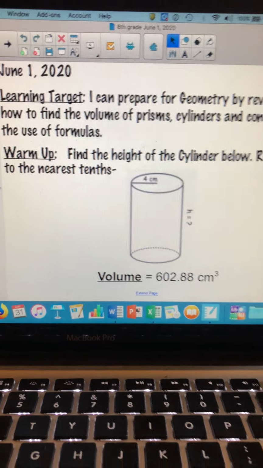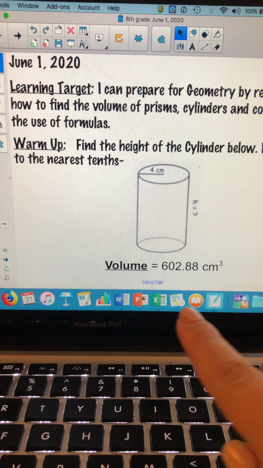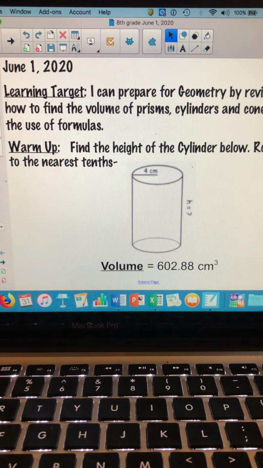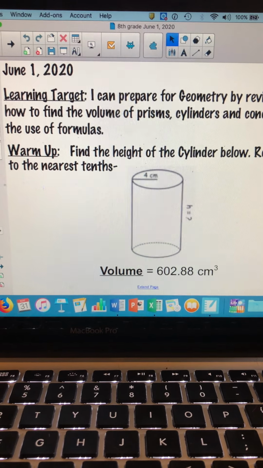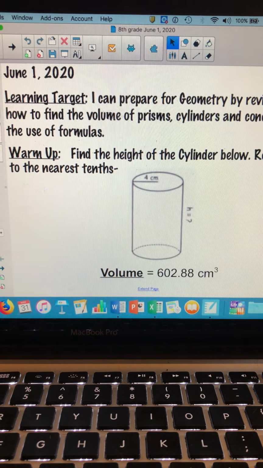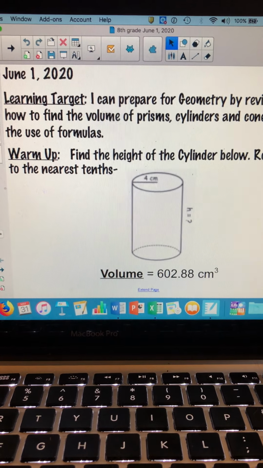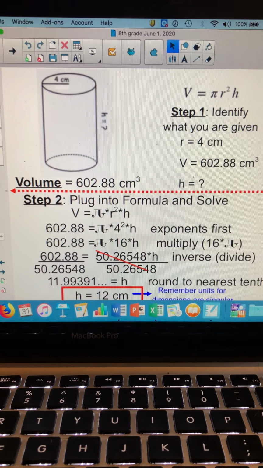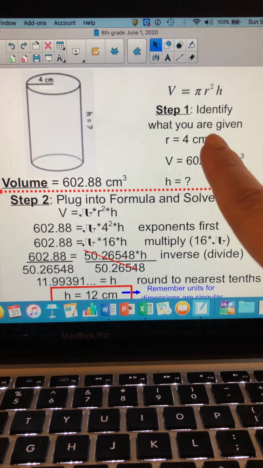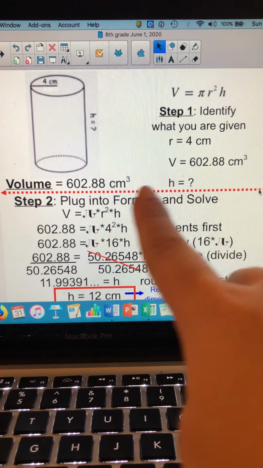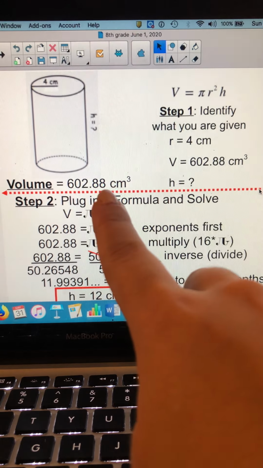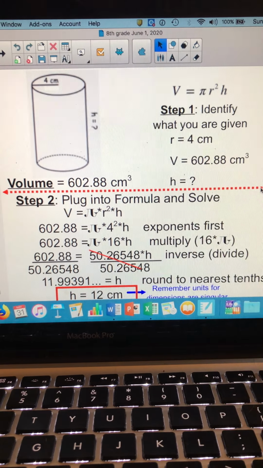Okay, so you have your warm-up where you're given a volume and you are looking for a height. This is what we did on Thursday. So you guys should be comfortable with that. You also had the project, which was the maze, where you were doing the same exact thing. So again, we always identify what we're given. We were given a radius of 4 centimeters and we were given a volume of 602.88 centimeters cubed. We were looking for the height.